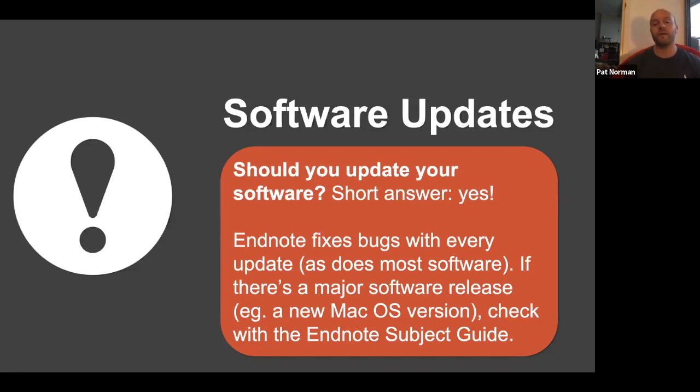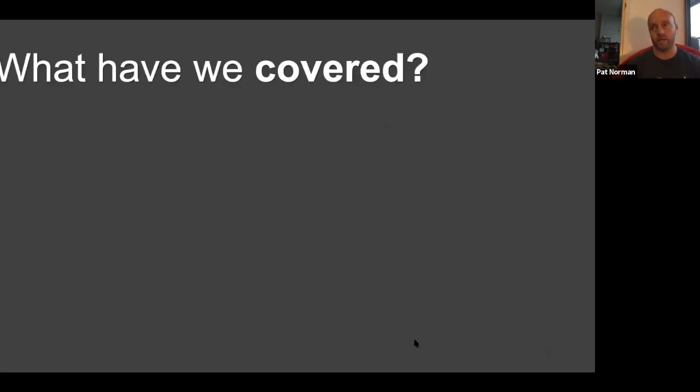If there's a really major software release, like a new Mac OS version, check in the Endnote subject guide because it will actually tell you whether or not it's safe to update. For example, that issue with Catalina. So it's always a good idea to check with us before doing a major update. But most of the time, keep your Endnote software up to date. It'll prompt you when you first open it.